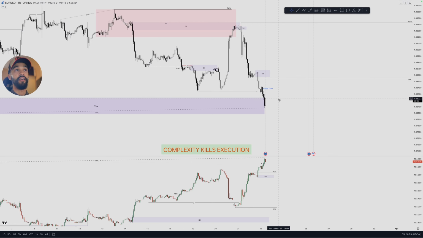So the bias I'm getting from looking at the intradays and higher time frames is we're in a POI area now. We have SMC divergence. We had a massive bearish move, so I'm expecting a pullback.